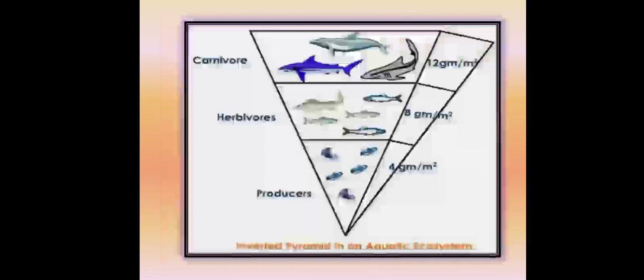Then the herbivores, the small fishes or other insects, have larger biomass, and the carnivores again have larger biomass. So the organisms present at the upper trophic levels have greater biomass as compared to the producers present at the first trophic level. Due to that, in this case we get the inverted pyramid of biomass. So that is all the information about the pyramid of biomass.